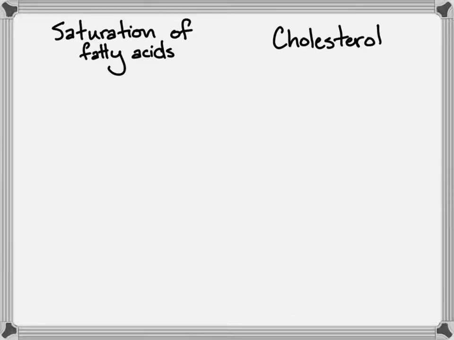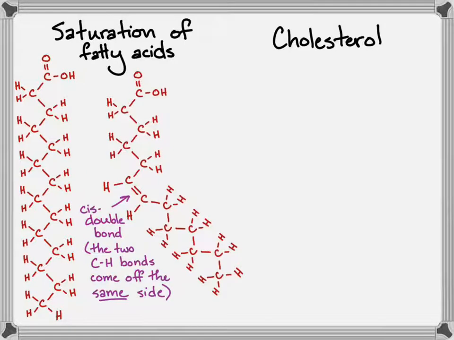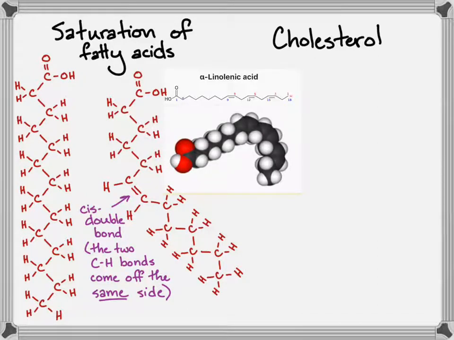Saturation of the fatty acids is actually pretty straightforward. More saturation of hydrogens and you create a long, skinny, straight fatty acid. An unsaturated fatty acid with cis double bonds creates a bend. Polyunsaturated fatty acids with many cis double bonds can even create curves like this omega-3 fatty acid.